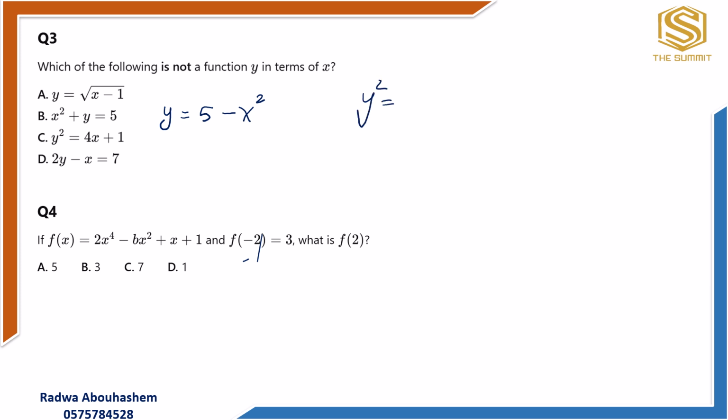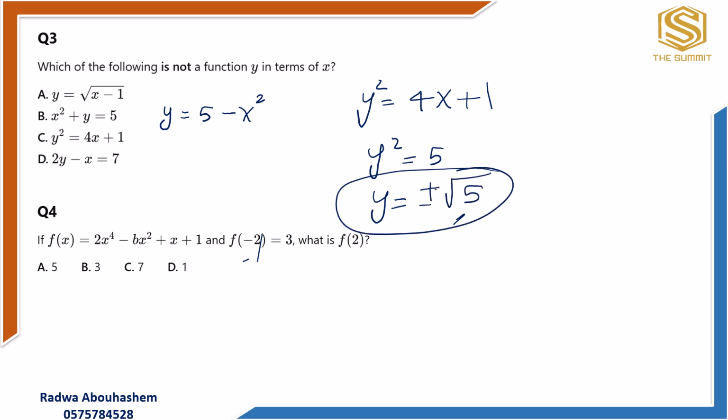y squared equals 4x plus 1. Let me try. If I put x as 1, it would be 4 times 1 plus 1, which gives me 5. y squared is 5. This means I have to take the square root, positive or negative root 5. This means I have two answers, or two values for y. So the answer here is C. Question number 4. If f(x) equals x to the power 4 minus p x squared plus x plus 1, and f(-2) equals 3, what is f(2)? Okay, let me see here.